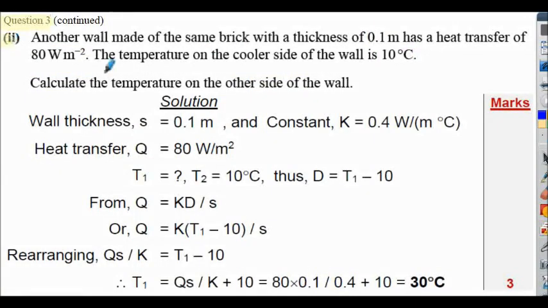Question 3, part 2, here's the full work solution. Basically involves some transposition of the equation, so I'll let you review at your own pace. Final temperature for T1, 30 degrees C.